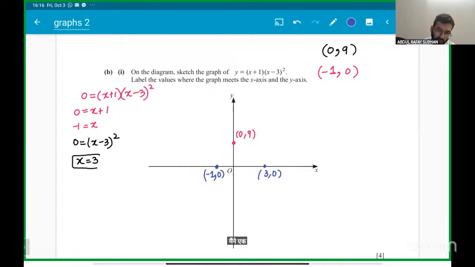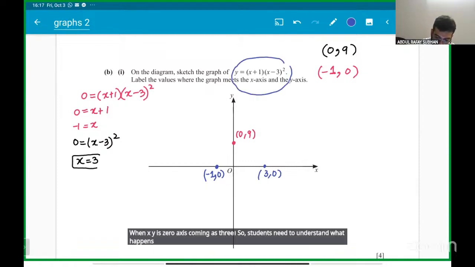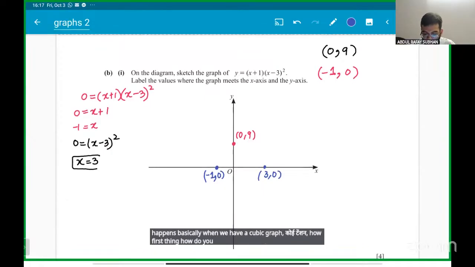When y is 0, x is coming as 3. So students need to understand what happens basically when we have a cubic graph with a tangent. First thing, how do you understand it's a tangent?